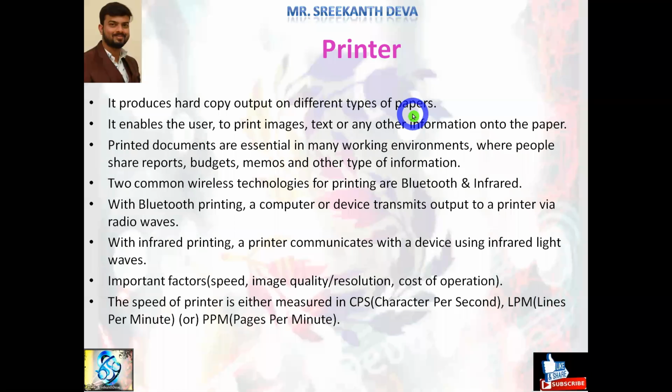The two common wireless technologies for printing are Bluetooth and infrared. With Bluetooth printing, a computer or device transmits output to a printer via radio waves. The computer and device do not have to be aligned with each other; rather, they need to be within an approximate 30 to 100 foot range only. So using Bluetooth, we can print a document from a mobile, notebook or laptop to the printer.